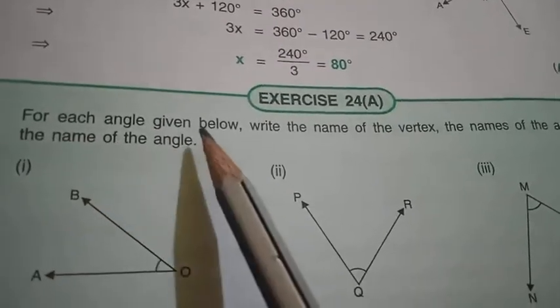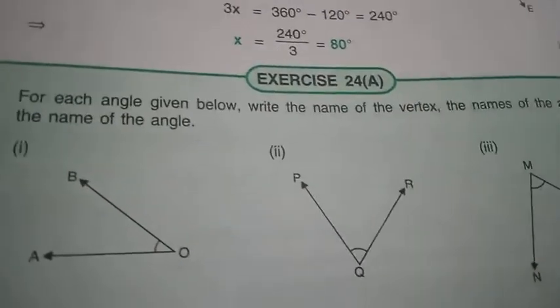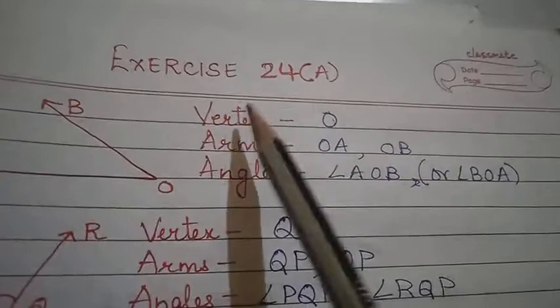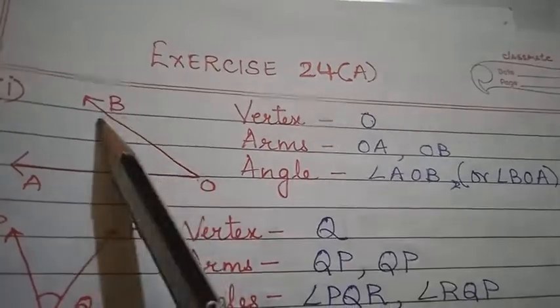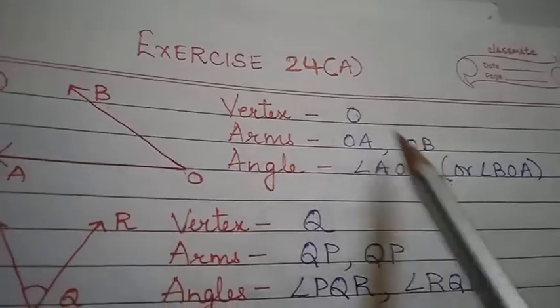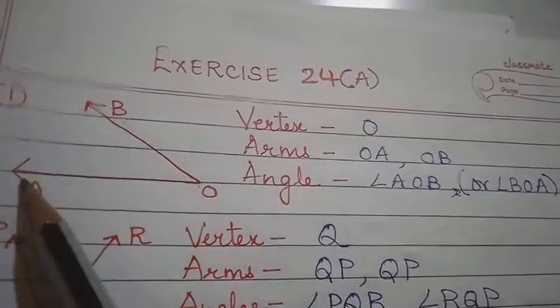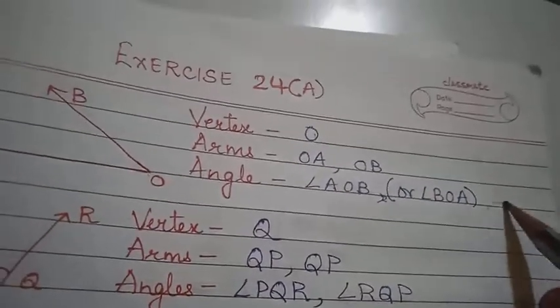So now we are on exercise 24A. For each of the given figures, write the names of the vertex, the names of the arms and the names of the angles. So we will see it. Angle AOB. You can see vertex is O. This is the vertex O. Arms are OA and OB. Arms means these rays which form an angle. So OA and OB are arms. Angle AOB or angle BOA, name of the angle. Angle AOB or angle BOA, and we can also write angle O.